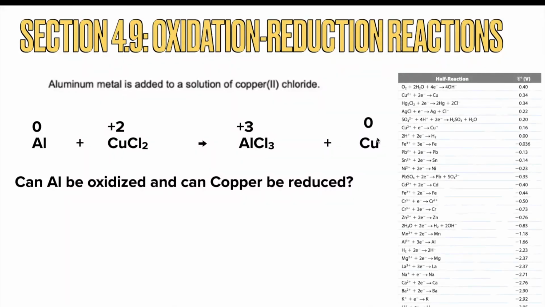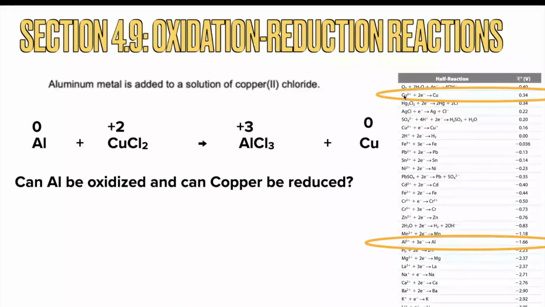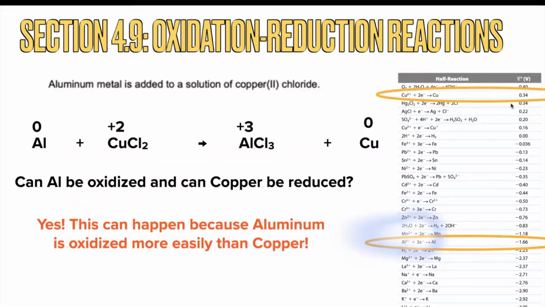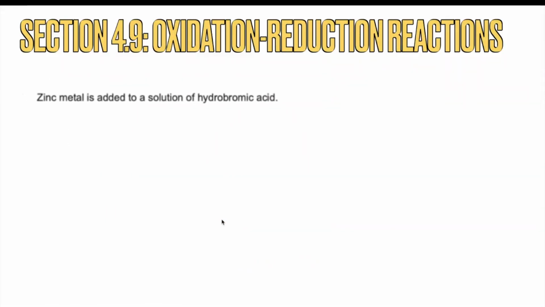Okay, so let's take a look at our chart. Where's aluminum and where's copper? So aluminum is right here, negative 1.66. Copper, and notice it's copper 2 plus, is 0.34. Can aluminum be oxidized? Yes, it can. It's more negative. Copper can be reduced. It's less negative. In fact, it's more positive, right? So yes, this can happen. This is a totally acceptable reaction. This could definitely happen.